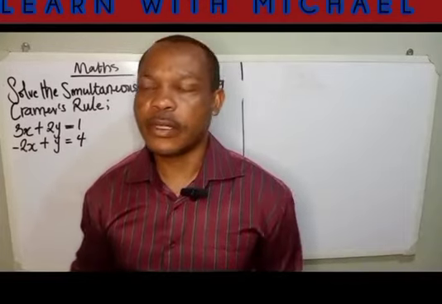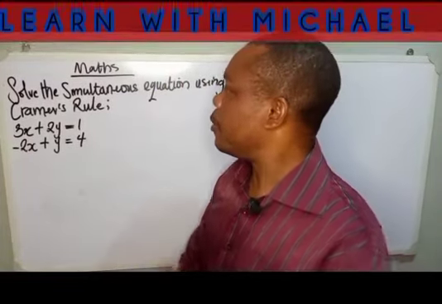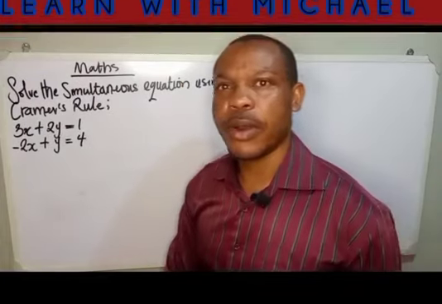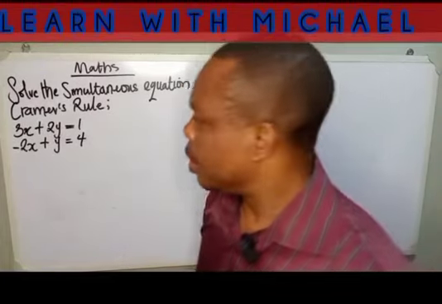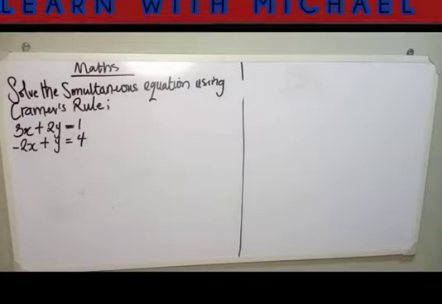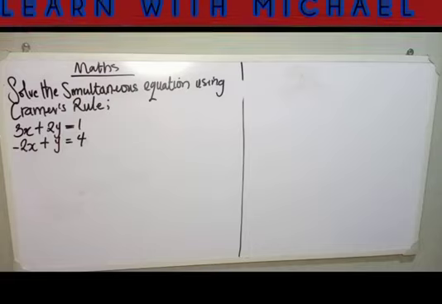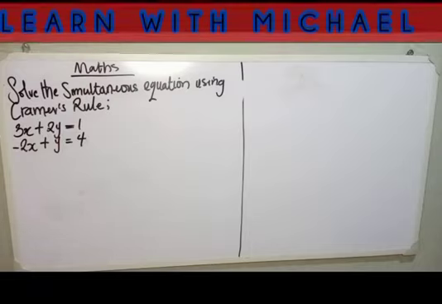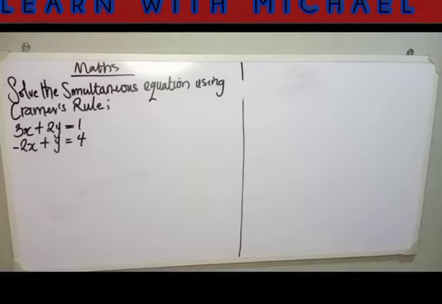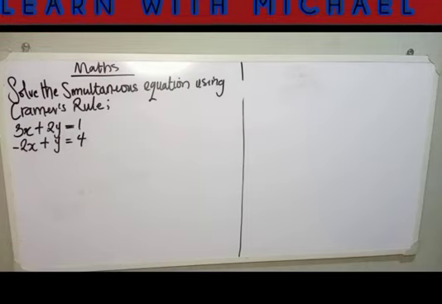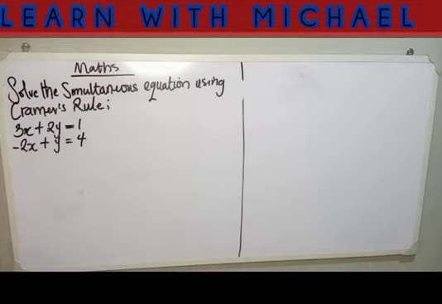All right, we have this simultaneous equation on the board here, and it said solve the simultaneous equation using Cramer's rule. Now let's see how we can attempt this simultaneous equation using Cramer's rule. There are so many methods. I think about 6 methods we have that can be applied in solving simultaneous equations. But in this case, we're going to use Cramer's rule to solve this simultaneous equation.